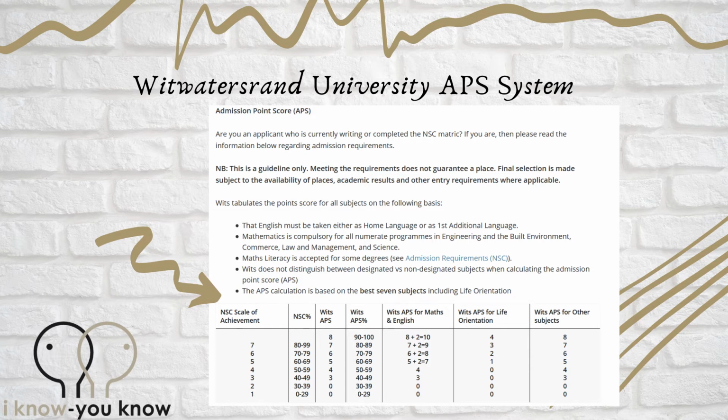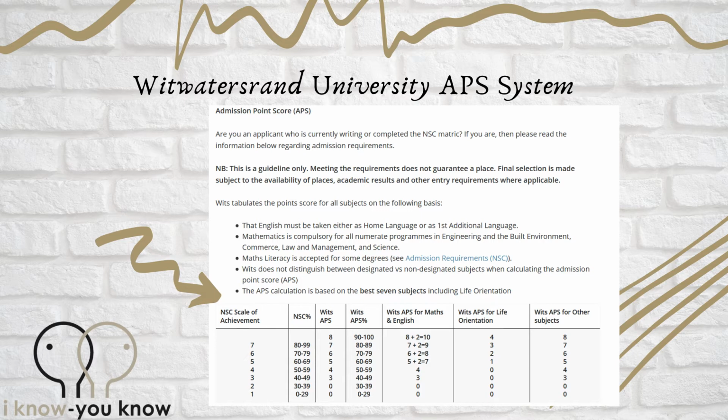Then 40 to 49% is a 3, 50 to 59 is a 4, 60 to 69 is a 5, 70 to 79 is a 6. So from 40% to 79%, it's the same as the NSC calculation. However, you'll see that they then say their level 7 is actually 80 to 89, whereas the NSC level 7 is 80 to 100. And then Wits has an APS of 8, which coincides with 90 to 100.